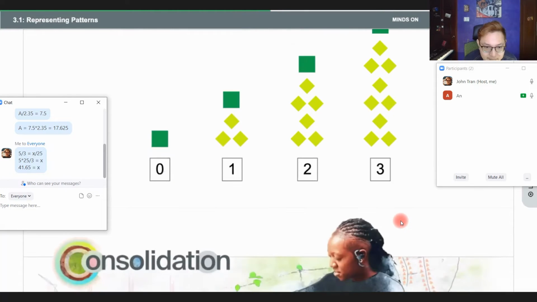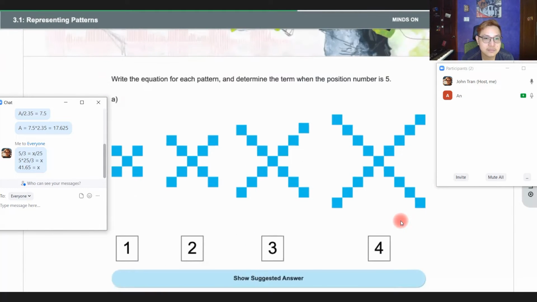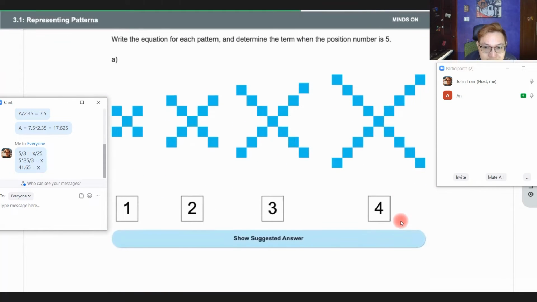Okay, let's move on to some exercises. Consolidation. Write the equation for each pattern and determine when the position number is 5.